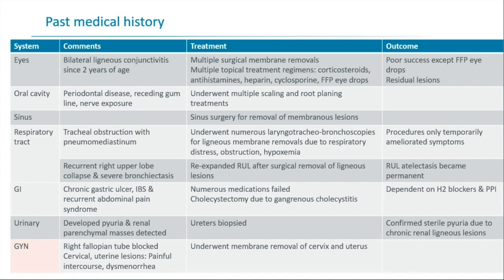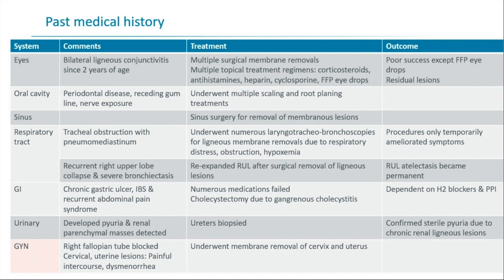Both eyes were affected by ligneous lesions since 2 years of age, with a history of multiple surgical removals of lesions and multiple medications, including FFP eye drops. In addition, she experienced periodontal disease, receding gum line with nerve exposure, for which she underwent multiple scaling and root planing. Her sinuses were involved, requiring surgical removal of lesions. GI involvement resulted in chronic gastric ulcer and gangrenous cholecystitis.